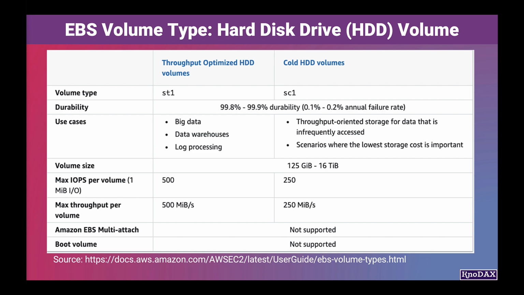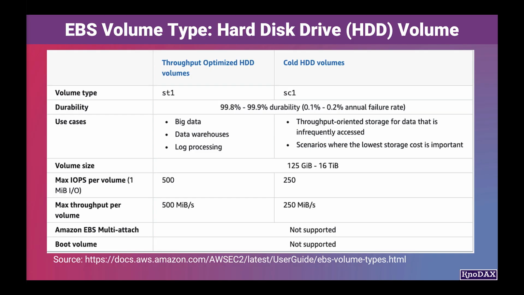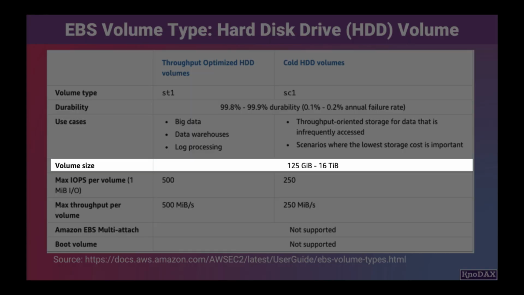Because of low-cost magnetic storage and a lower throughput limit than throughput-optimized HDD volumes, cold HDD volumes are a good fit for throughput-oriented storage that is not frequently accessed, and the lowest storage cost is critical. On the other hand, throughput-optimized HDDs are a good fit for big data, data warehouses, and log processing. Volume size is in the range of 125 GB to 16 terabytes.